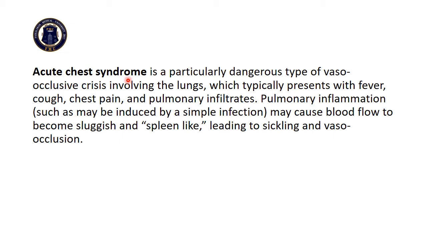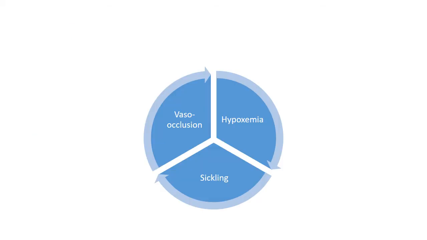The second effect is acute chest syndrome. When the vaso-occlusive crisis involves the lungs, it will present as acute chest syndrome with the symptoms of fever, cough, chest pain, and pulmonary infiltrate. Pulmonary inflammation may cause blood flow to become sluggish and spleen-like, leading to sickling and vaso-occlusion. As a result of vaso-occlusion, there is hypoxemia. This hypoxemia will lead to sickling and the vicious cycle goes on.